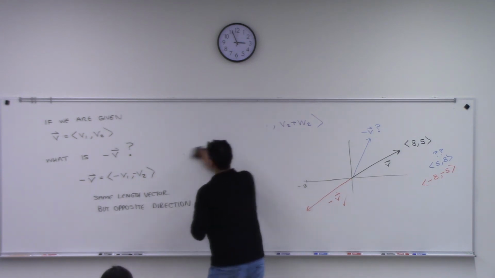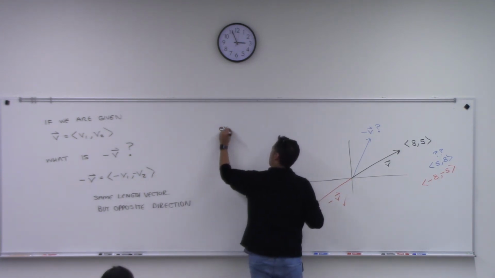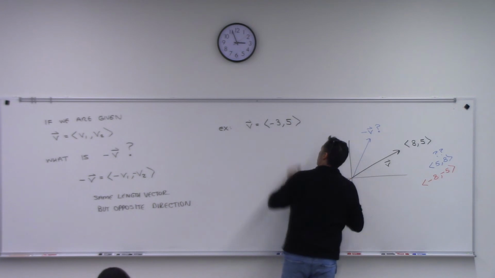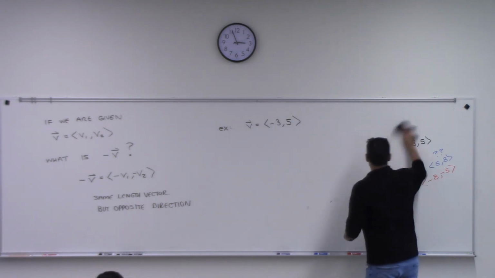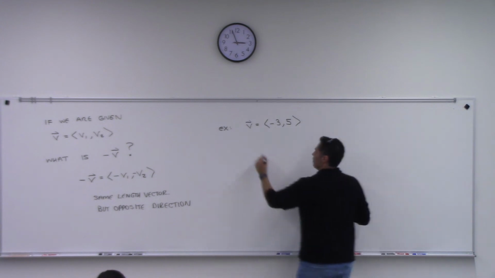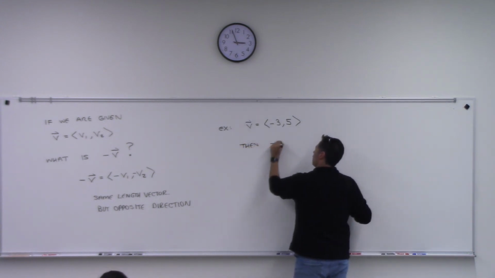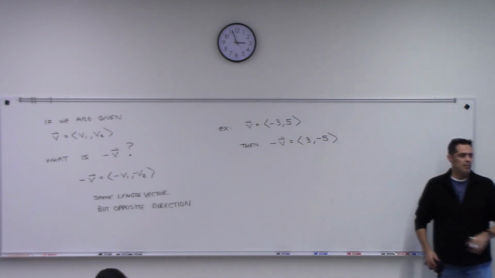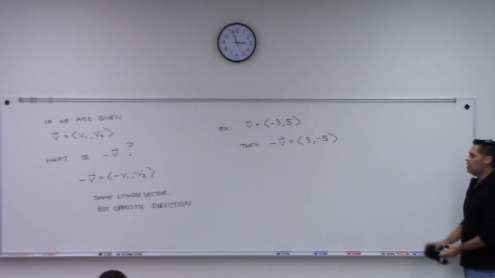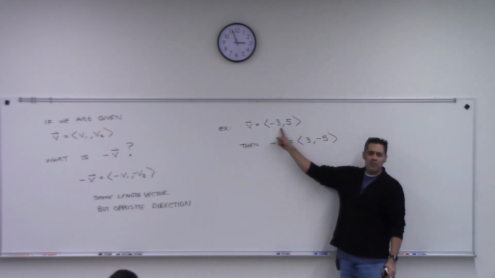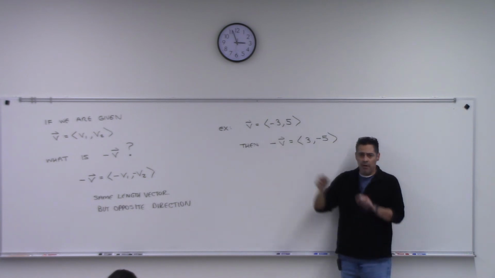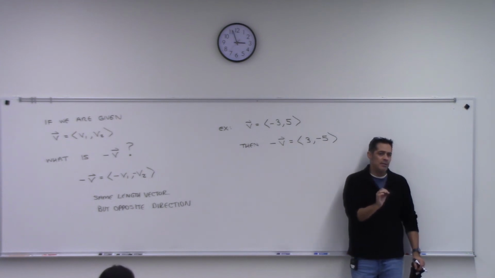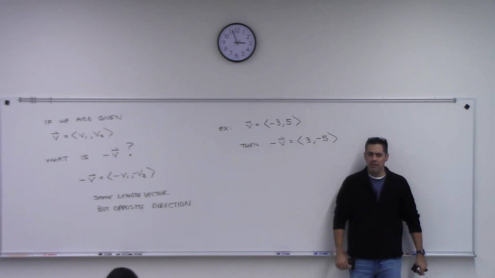So let me try this one. Let's say that v is equal to the vector -3, 5, okay? Then what's negative v? +3, -5. That's right, that's what it is. It's just change the signs, that's all it is. But more importantly, however long this vector is, whatever direction it's in, negative v has the exact same length, but points in the opposite direction, right? Okay.